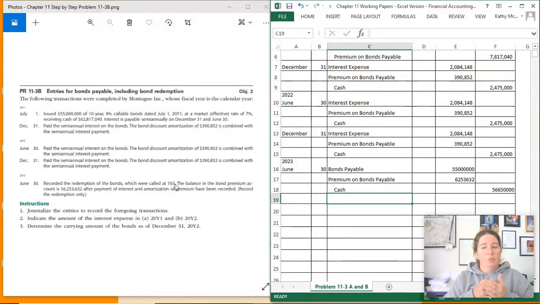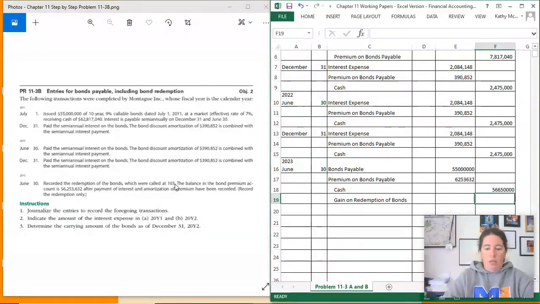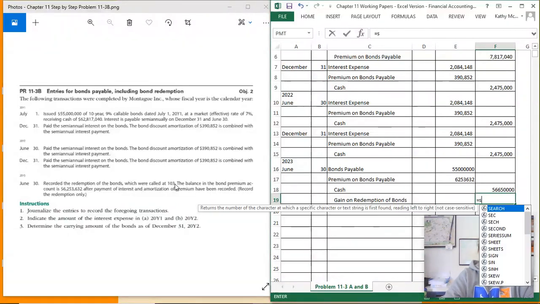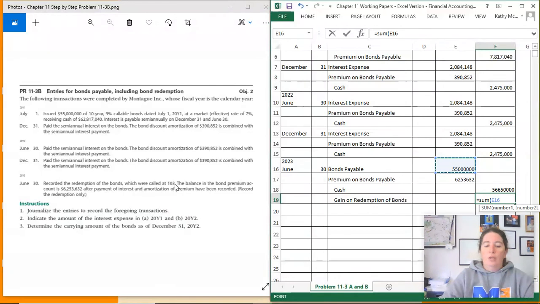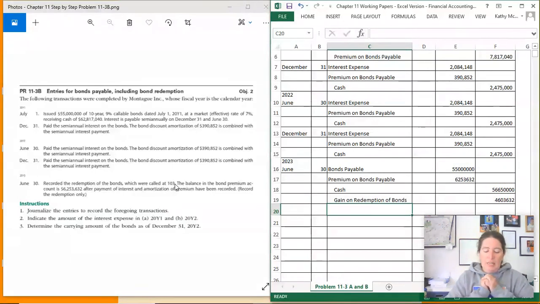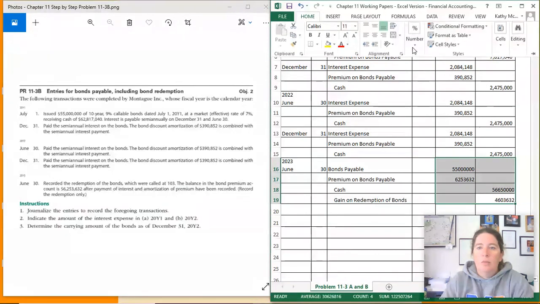Obviously, those numbers don't equal. Our credits and our debits don't equal. So we have to show how much we gained on the redemption of the bonds. Redemption of bonds. Okay. That's also going to be a debit because we need our debits and our credits to equal. So I'm going to add up this one and this one. And then I'm going to subtract how much we paid, excuse me, and I get a gain on redemption of $4,603,632. And it looks like I've lost my commas here.